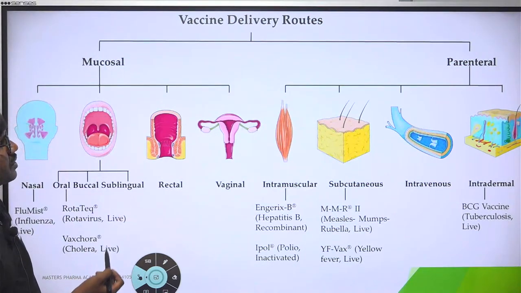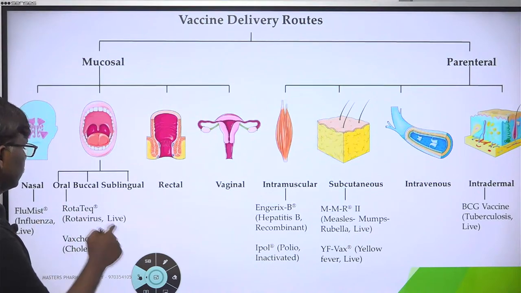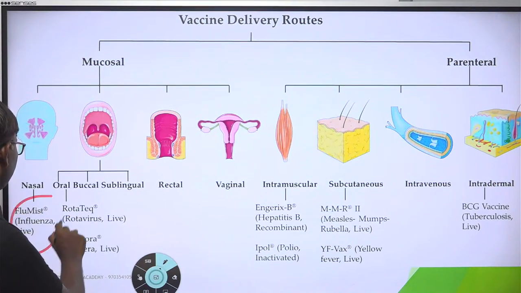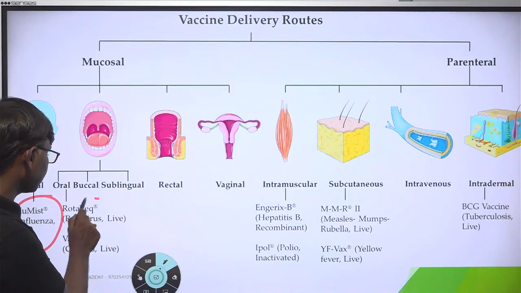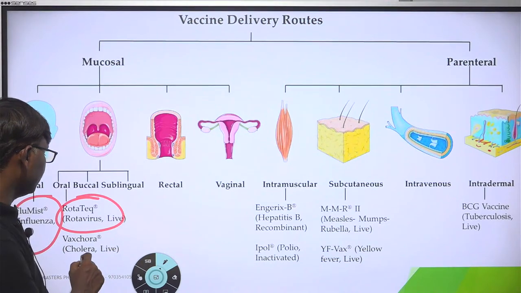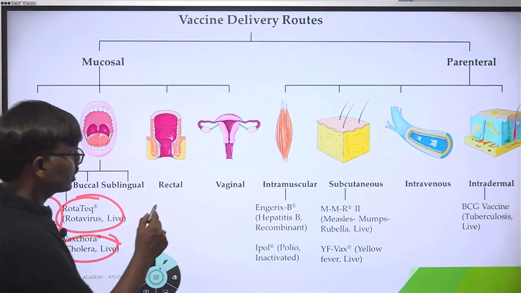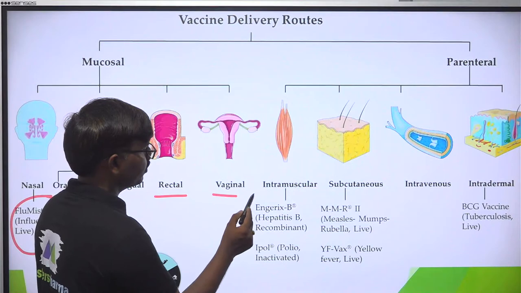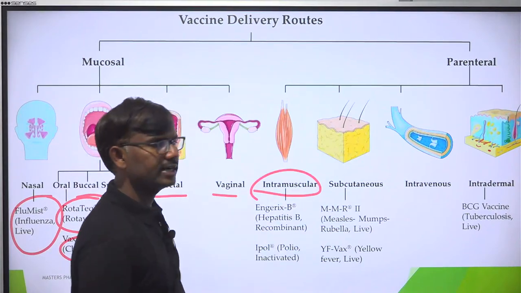So there are different types of routes for vaccine delivery. First nasal, for the influenza live vaccine, and then oral and buccal sublingual, like Rotavac. This is very, very important, Rotavac. Generally children take Rotavac, and the cholera vaccine is also oral. There are other routes also, but there are no examples for them. And then the important intramuscular route.